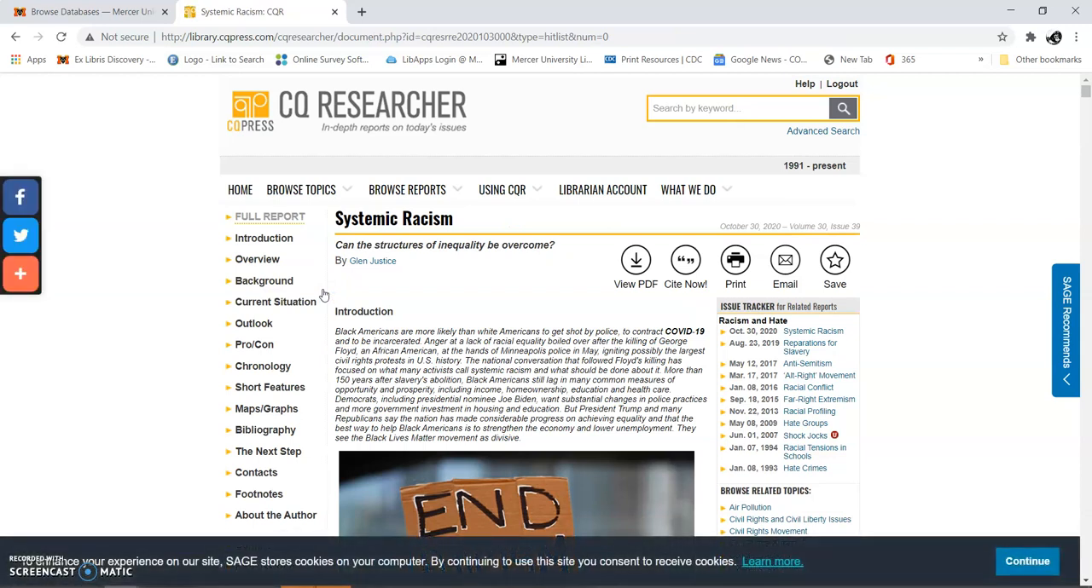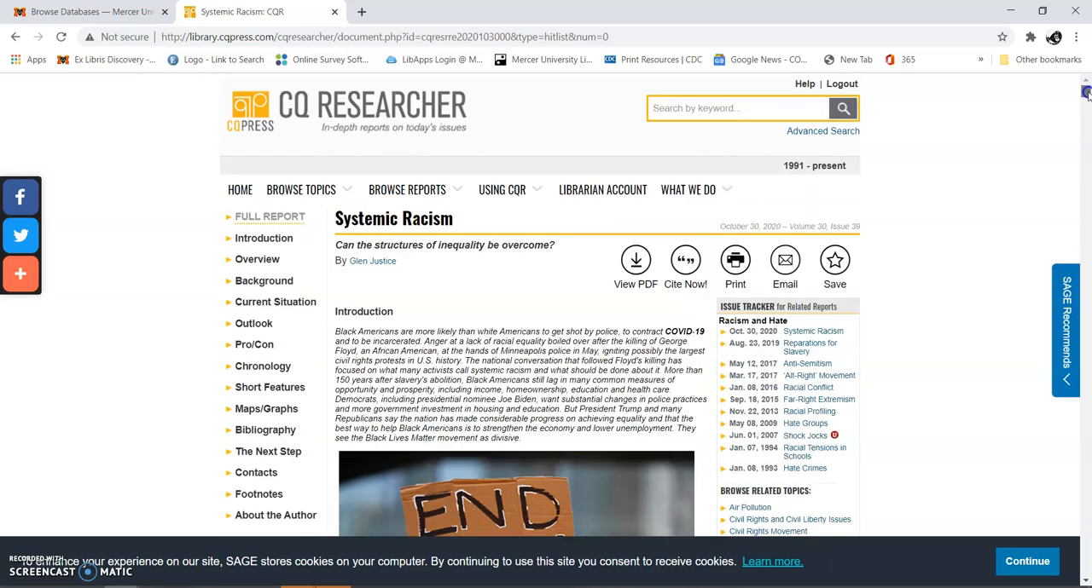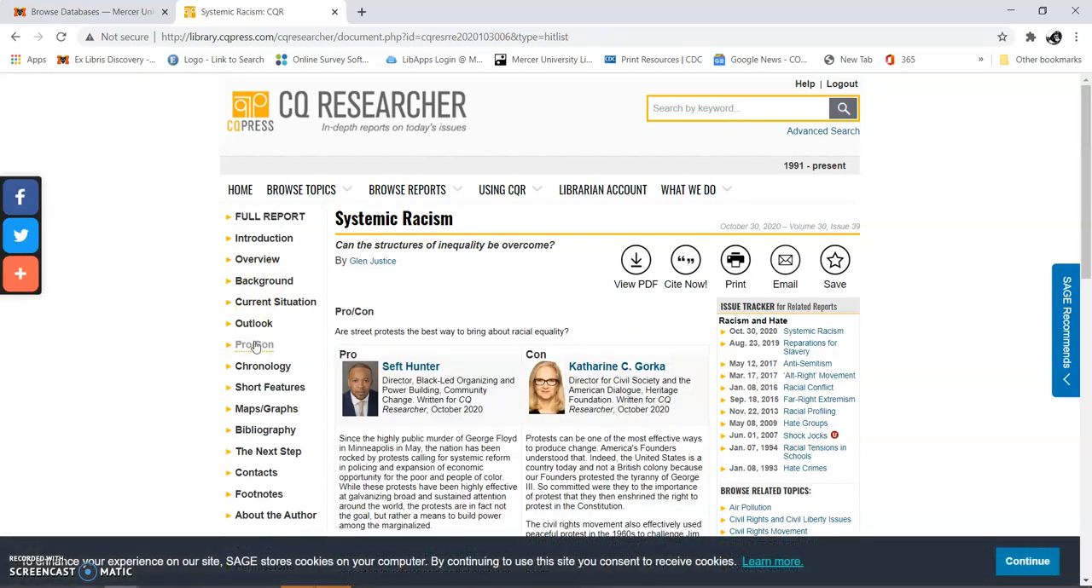Okay, and here you have an introduction of what it is, a little definition of what it is. And I want to draw your attention over here. So we're at the introduction, but I want you to draw your attention right at this pro and con. It gives you two different views on this question right here: are street protests the best way to bring about racial equality?